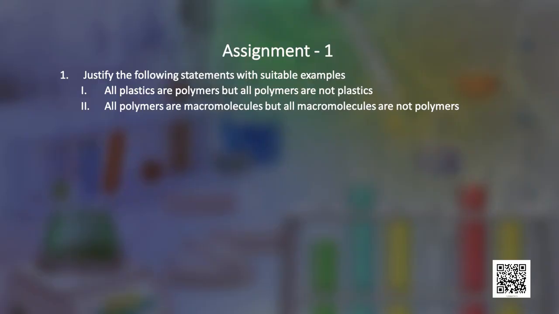Before we end today's discussion, let me leave you with an assignment where you have to answer a few questions. Question number 1 is, justify the following statements with suitable examples. The first statement is, all plastics are polymers, but all polymers are not plastics. The second statement is, all polymers are macromolecules, but all macromolecules are not polymers.